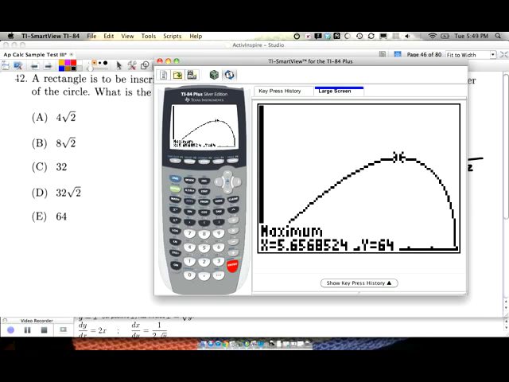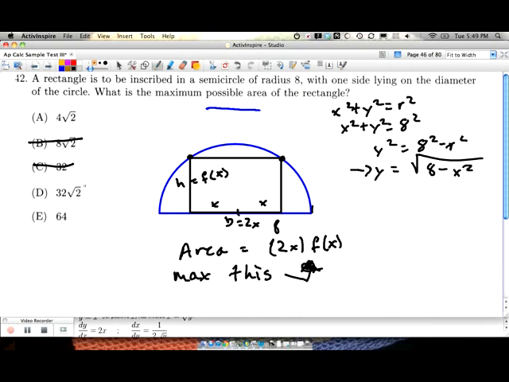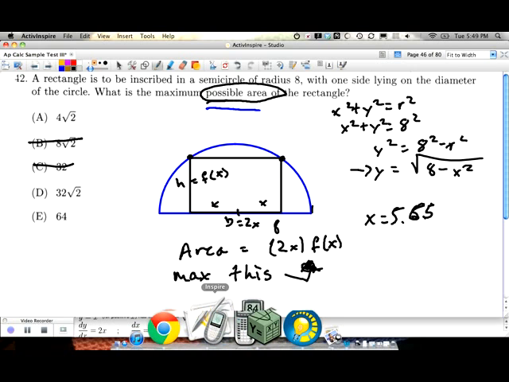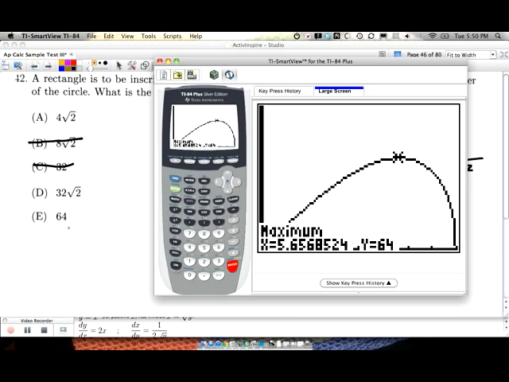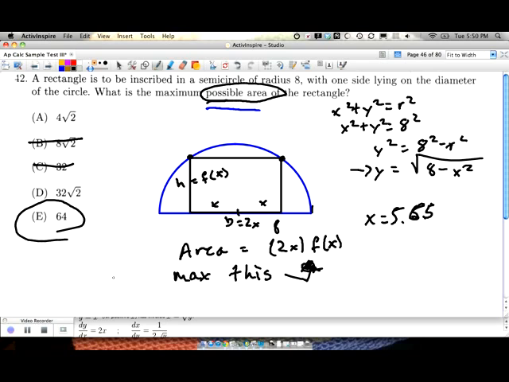So now I'm looking at these answer choices. I'm like, oh my gosh, which one of those equals 5.65? Well, it might be 4. It's definitely not 8. Definitely not 32. Oh, what is the maximum possible area? So that's x. X equals 5.65. What I'm looking at then is the y value. Let's take another look at that. The y is 64. Haha. There we go. The maximum possible area is 64. That's interesting. I bet that has something to do with the radius being equal to 8.